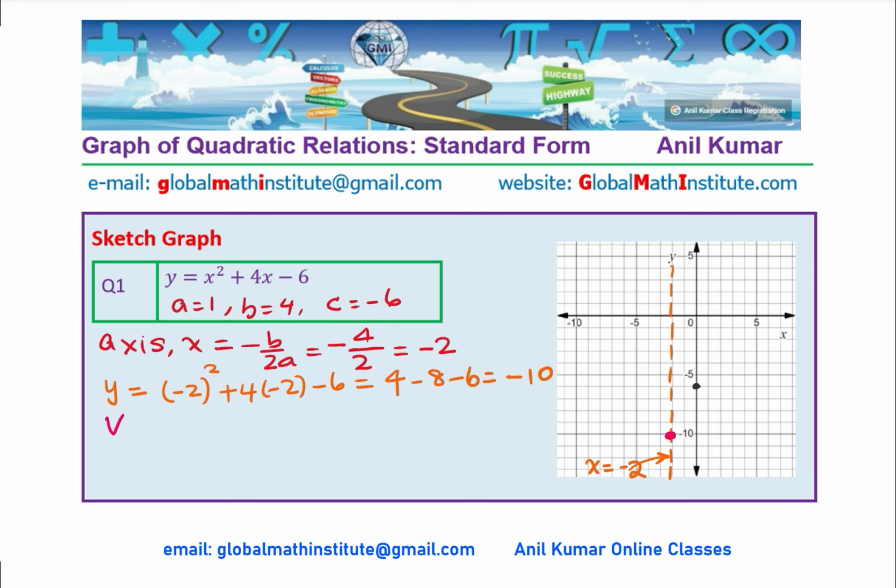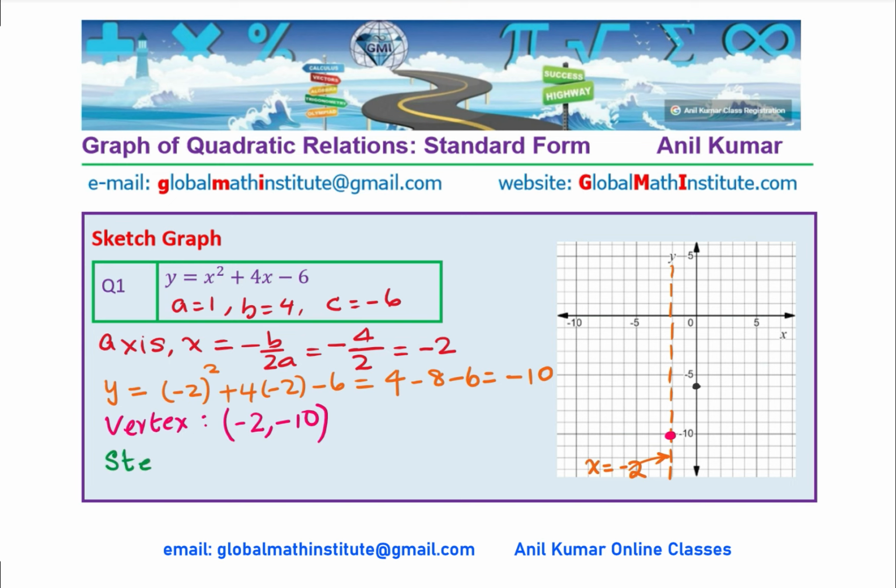So we have the vertex now with an x value of minus 2 and a y value of minus 10. So I am plotting this vertex right there at minus 2, minus 10. Now a is 1, and therefore, can you tell me what the steps are?